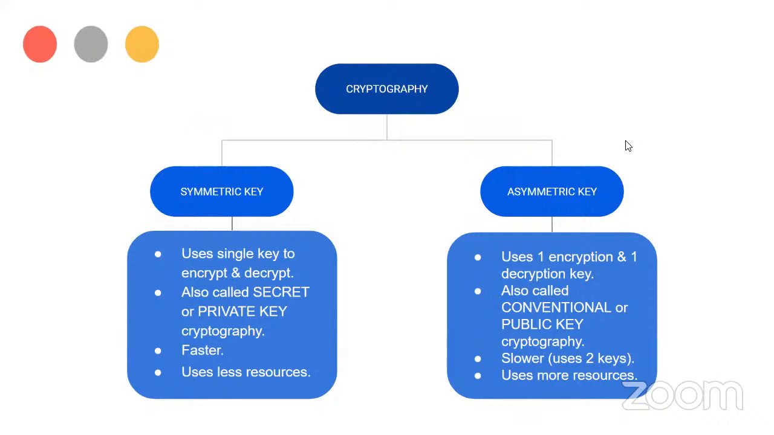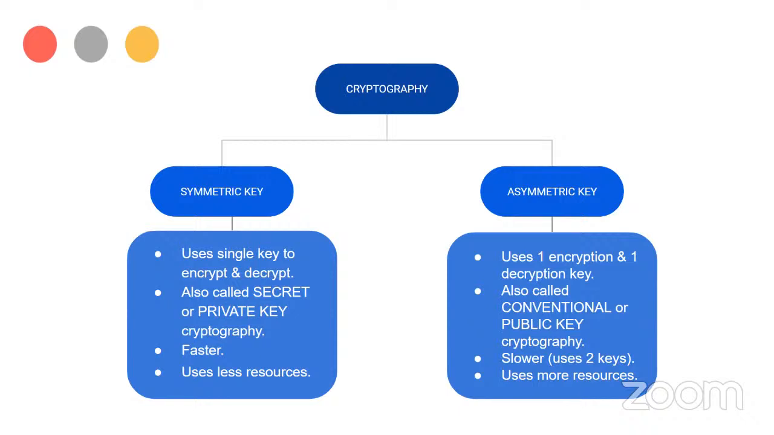We spoke about encoding. Now we need to talk about cryptography. There are two types of cryptography: symmetric key cryptography and asymmetric key cryptography. We all know that cryptography requires you to have a key. So we'll start with symmetric key cryptography. It uses a single key to encrypt and decrypt, and it is also referred to as secret key or private key cryptography. Obviously, it is considered faster because it uses a single key, which is possessed by all the people trying to communicate, and because it uses just a single key, it uses fewer resources.